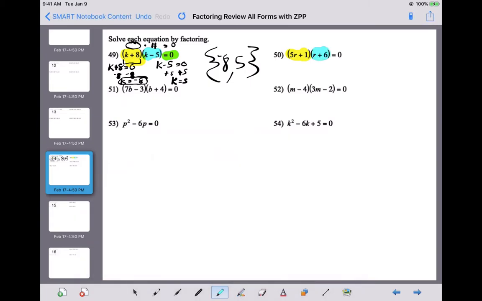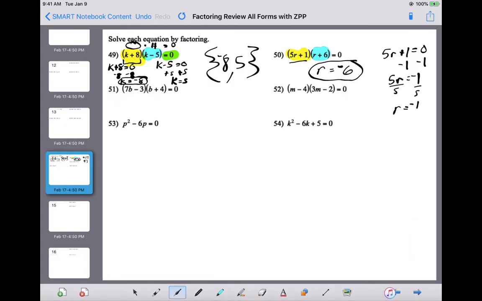Like in number 50, it's already factored for you. And so I can look at the blue factor r plus 6 and know that negative 6 is a solution. However, 5r plus 1, what makes this factor equal 0? That might not be quite as easy to see. So let's set that factor equal to 0 and solve the equation. So we then undo the addition first by subtracting. And now we divide by 5. So we get r equals negative 1/5. That is the other solution.